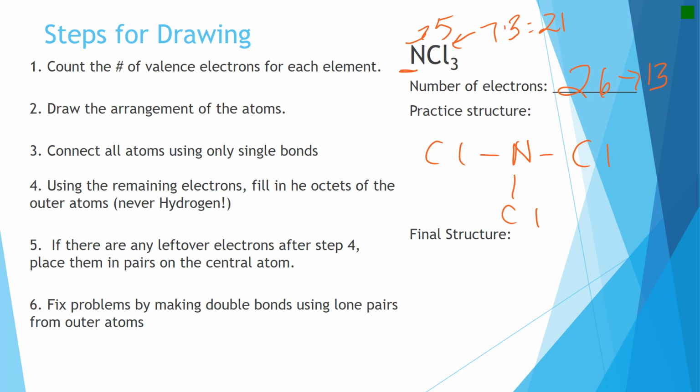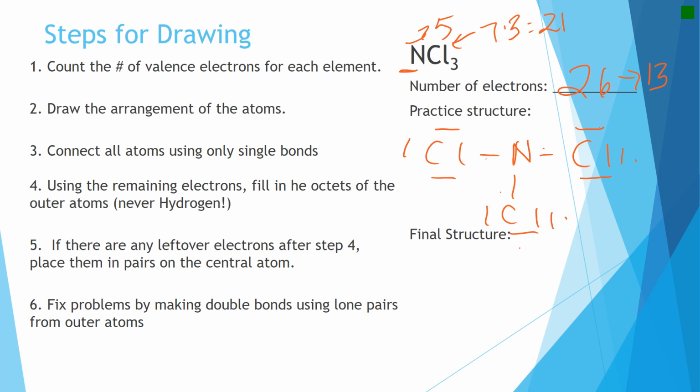Using the remaining electrons, fill in the octets of the outer atoms. So right now I only have 2 electrons on each of my outer atoms. So I'm going to draw in 3 more to make it have 4, which means it's an octet because it'll have 8 total electrons. Okay, so now counting, I've used 1, 2, 3, 4, 5, 6, 7, 8, 9, 10, 11, 12. I've used 12 lines.